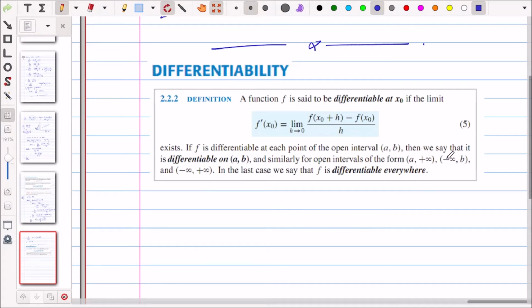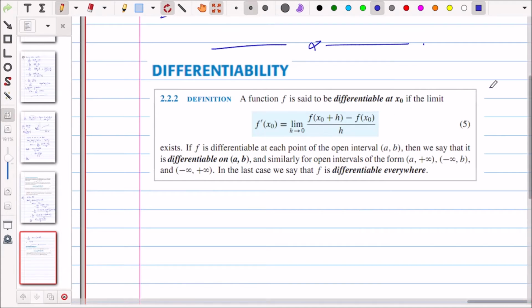So a plus infinity या minus infinity to b या minus infinity to plus infinity. So in that case, अगर ये वाला केस होता है, मतलब कि पूरे r पे ही डिफरेंशिएबल हो गया, क्योंकि this is nothing but your set of real numbers. So then we say that the function is differentiable everywhere. ठीक है? Yes, is it clear?